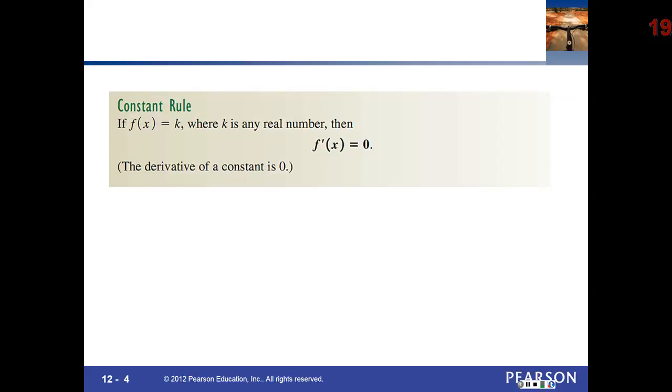These rules will hold true. They will just be rules to you until such time as we do some examples. But what this rule says is that if you have a function that is a constant, such as f of x equals 3, then f prime of x is equal to 0. The derivative of any function that has no variable in it, it's just a constant, is going to be 0.